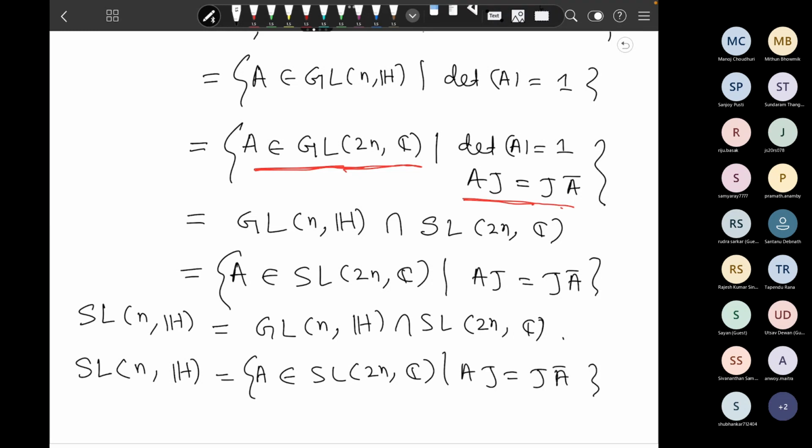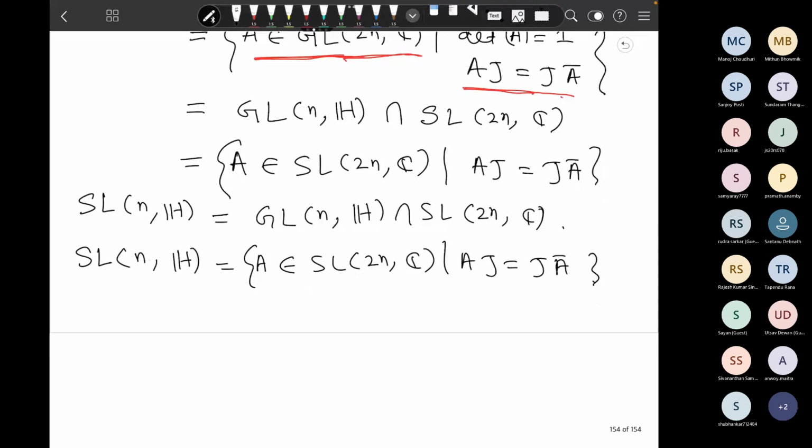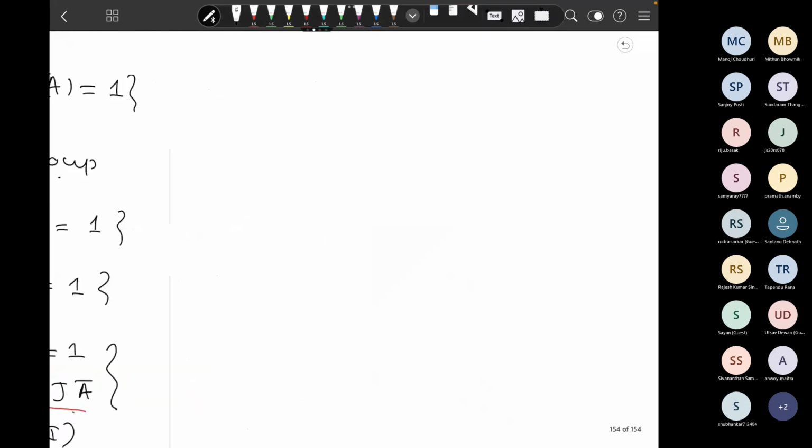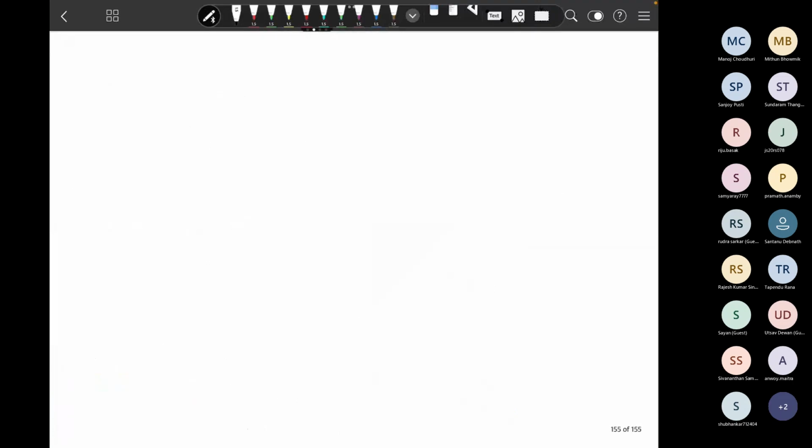From this it is clear that SL(n,H) is just a pseudo-algebraic group. Clearly SL(n,H) is a pseudo-algebraic group. So this is clear. Now I will go to something defined called the quaternionic inner product.